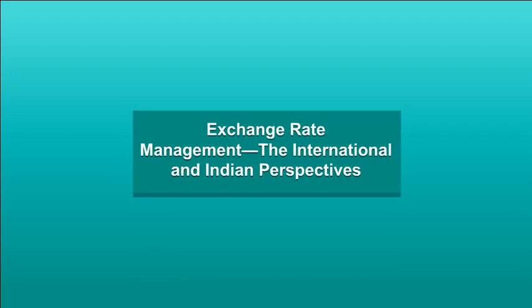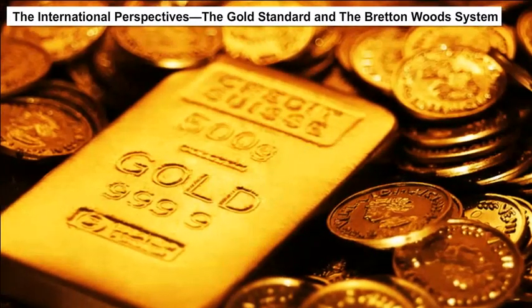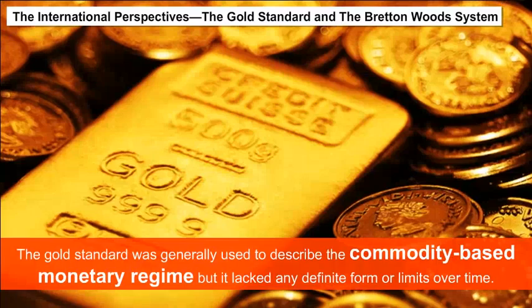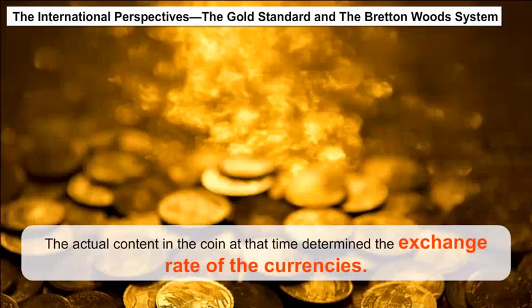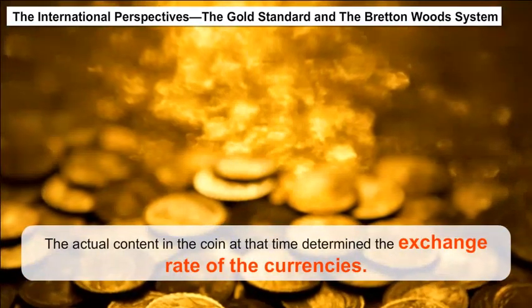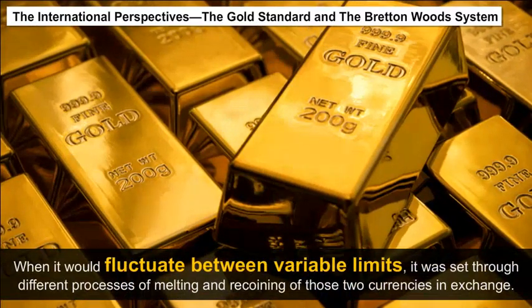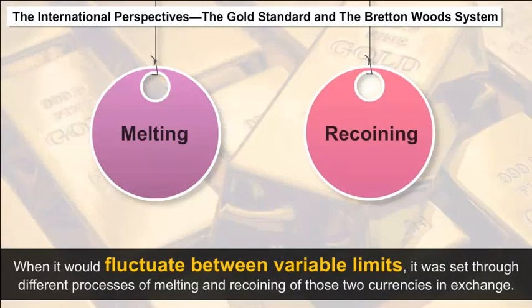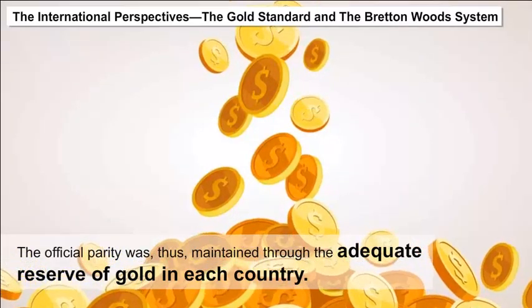Exchange rate management. The international and Indian perspectives. The international perspective. The gold standard and the Bretton Woods system. The gold standard was generally used to describe the commodity-based monetary regime, but it lacked any definite form or limits over time. The actual content in the coin at that time determined the exchange rate of the currencies. When it would fluctuate between variable limits, it was set through different processes of melting and recoining of those two currencies in exchange. The official parity was thus maintained through the adequate reserve of gold in each country.